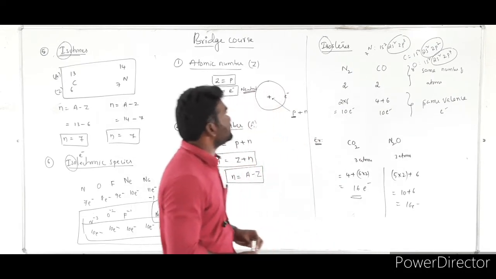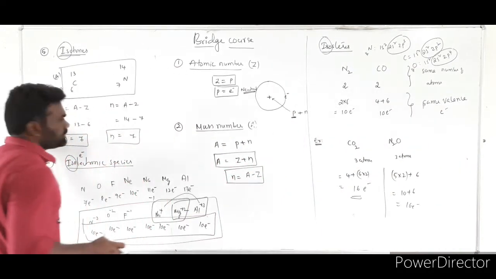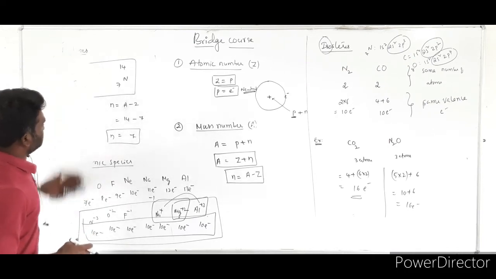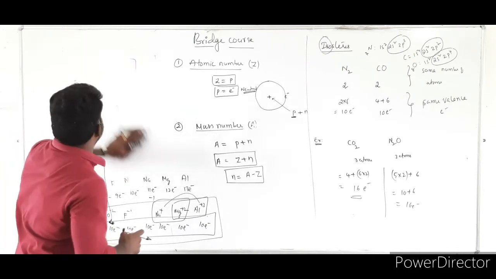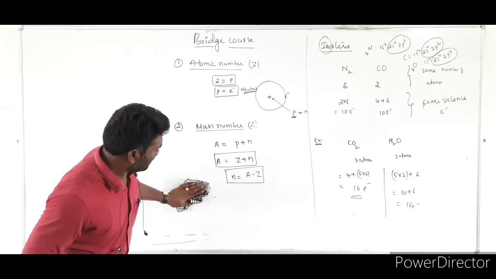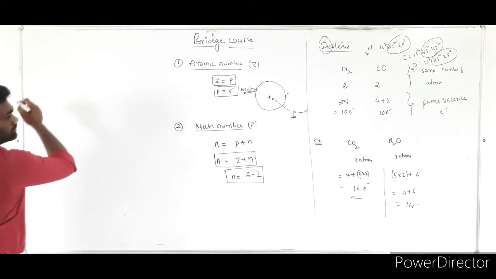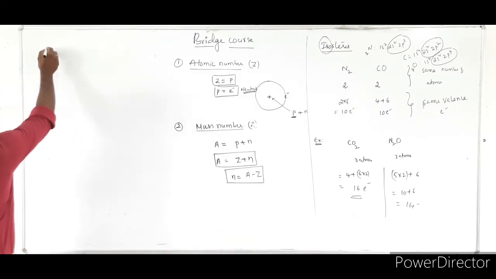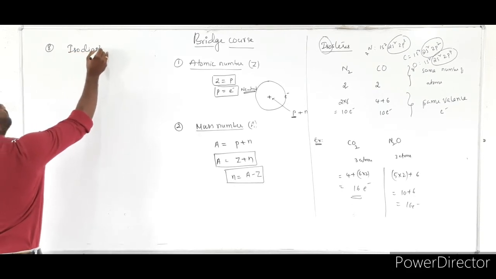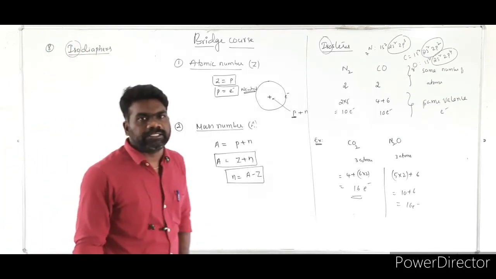isosters. Then the next important term we have is isodiaphers. The last one, that is the 8th one, is isodiaphers. So here also, iso, something will be the same. What is the same, we are going to find out.